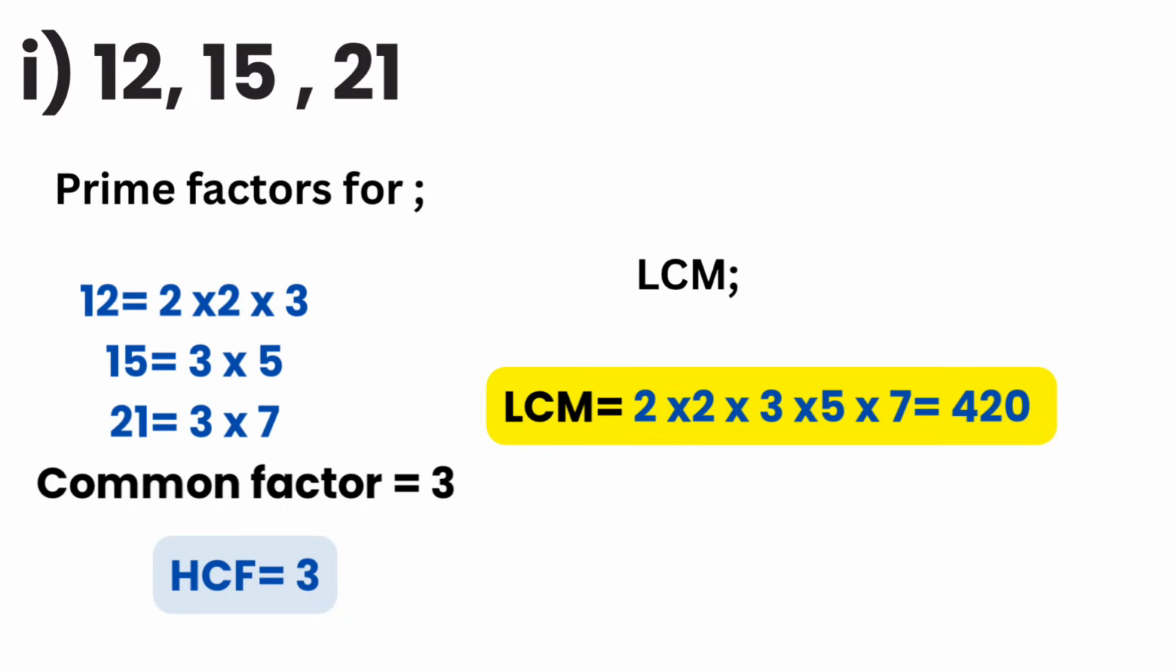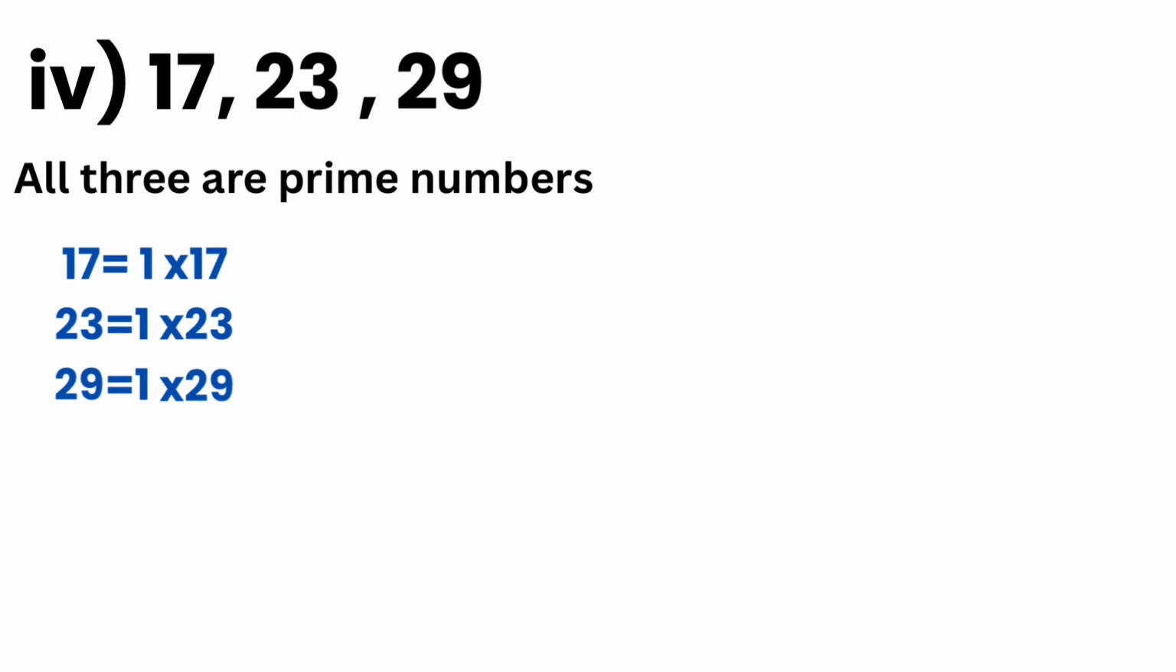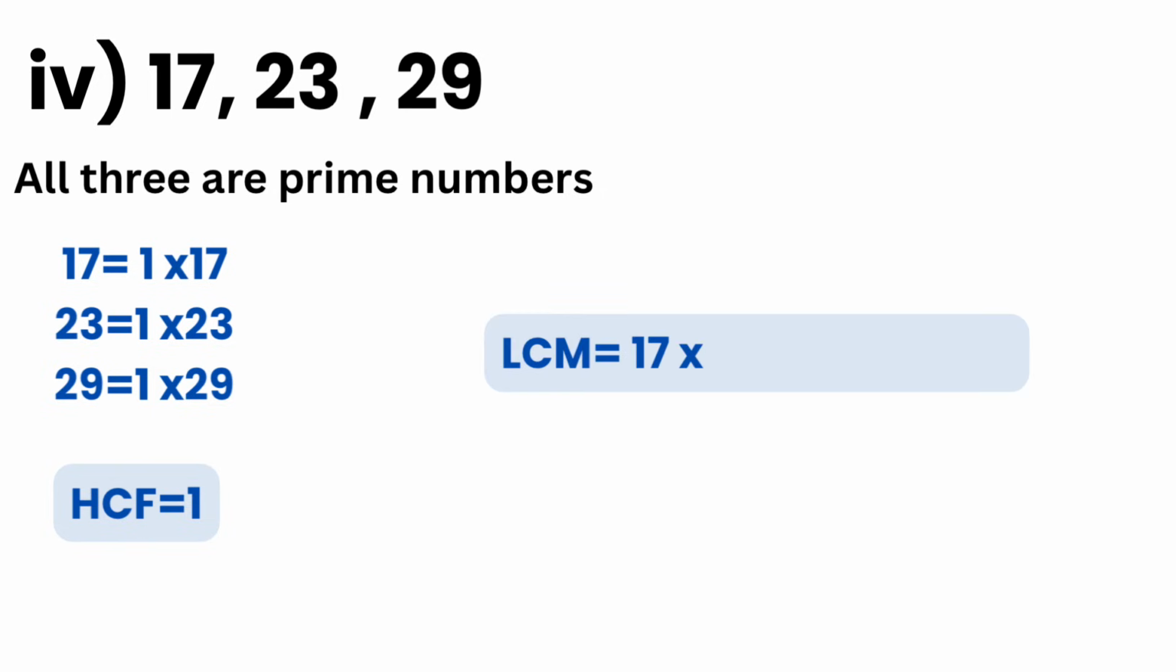Now for the LCM, we take all the prime factors with their greatest power. That gives us 420. Here all 3 numbers are prime and there is no common prime factor. Therefore, the HCF is 1. The LCM is simply their product, which is equal to 11,339.